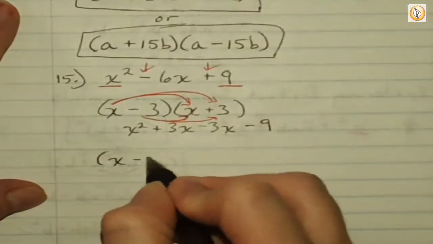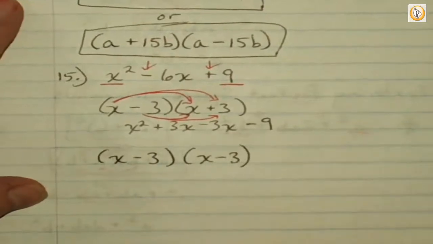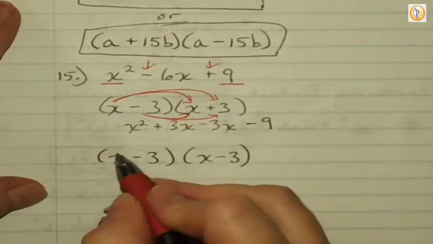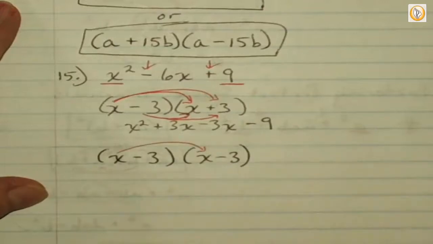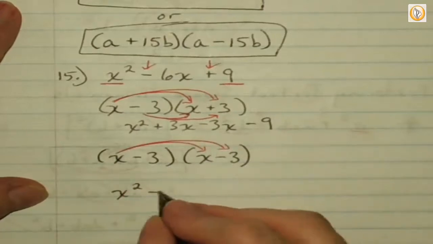Okay, let's try all negatives. X times X is X squared. X times negative 3 is negative 3x.